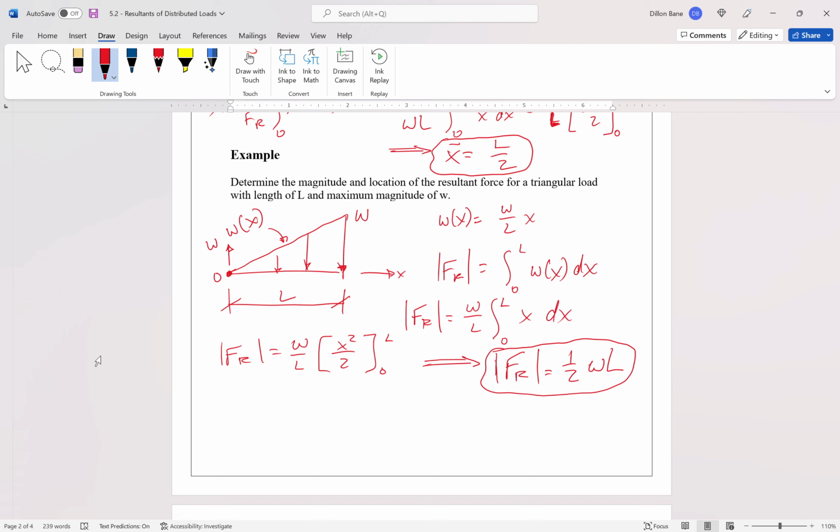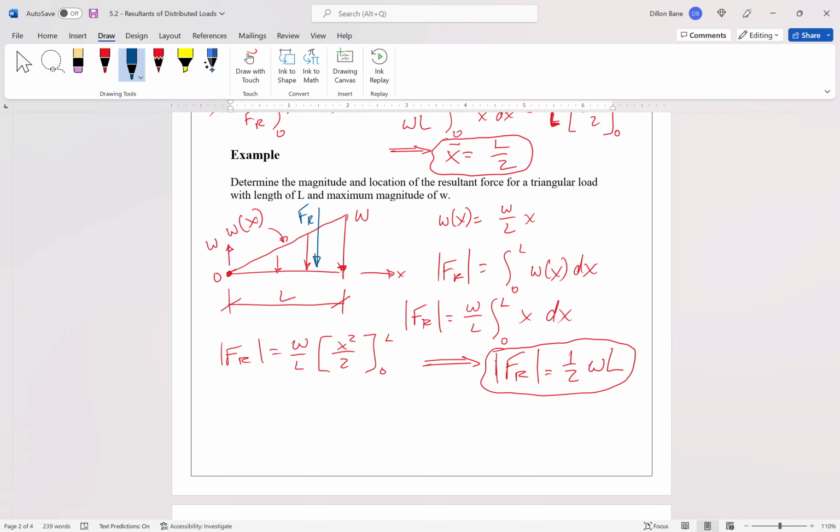The question this time, though, is where does the resultant load of this triangle load act? Where can I put that single point load such that it has the same static effect as the triangle load itself? This is where we're going to have to do an integration, because it's not just in the middle. The middle of a rectangle is the middle, but the middle of the triangle is not going to be the middle of the triangle.